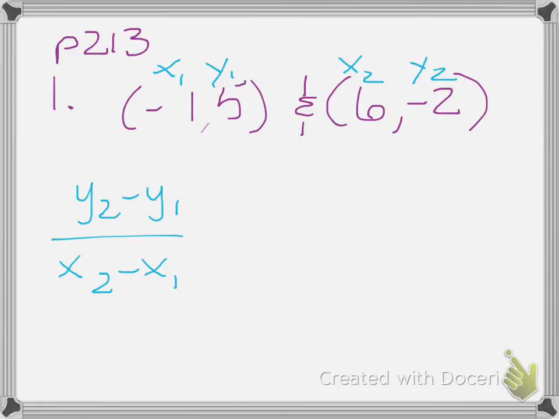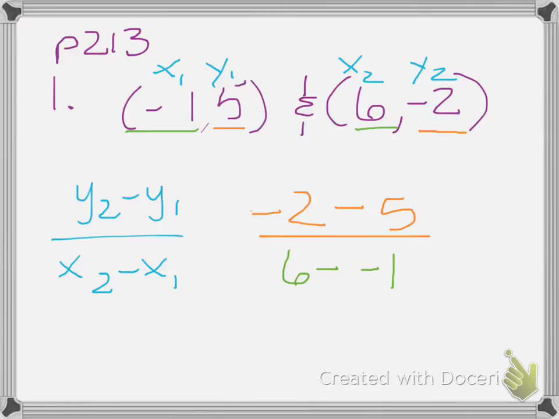So for the top, remember slope is always change in y over change in x. So we see how y changes. I'm going to start with negative 2, because that's my y2, and then I want to say minus my 5, which is my y1. So negative 2 minus 5 for the top. And on the bottom, I'm going to do the x's. Remember, x's are always on bottom, y's are always on top. And since I started with y2, I'm going to start with x2. So I'm going to say 6 minus, and now negative 1 is x1, so I need to say negative 1 like this.